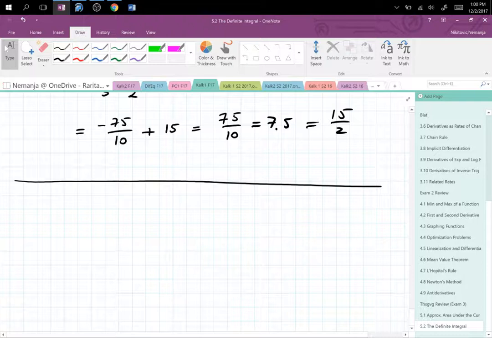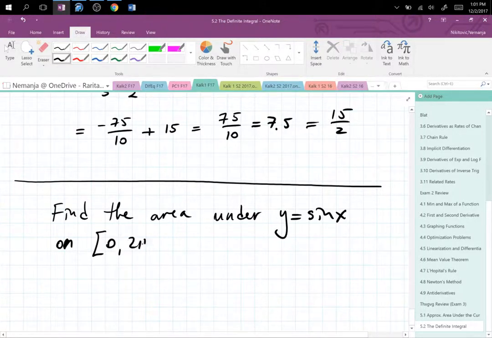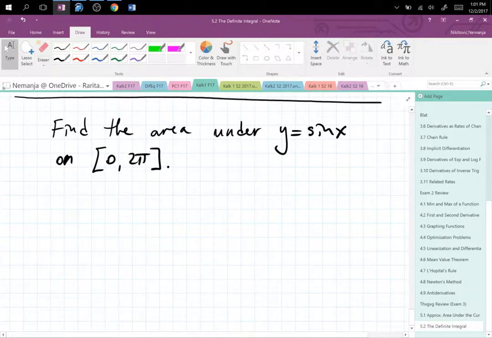I know you love trig. So what's the area? Find the area under y equals sine x on 0 to 2 pi. You know what to do. Plug in sine into integral. You have the limits. Integrate, plug in, compute.